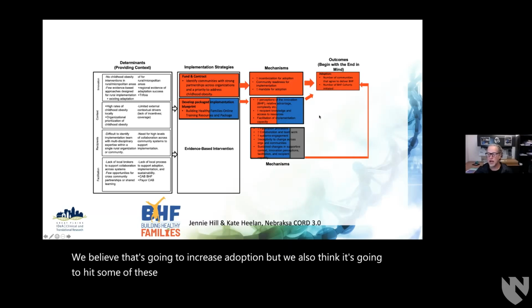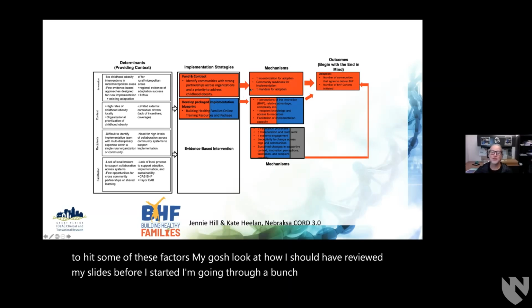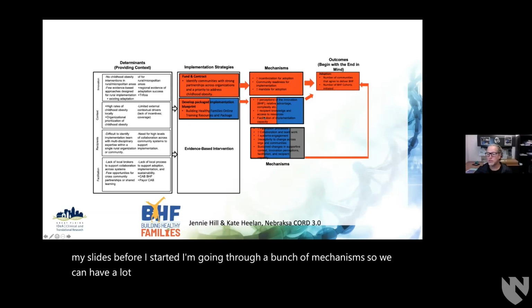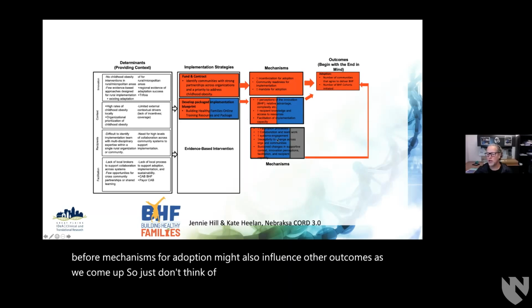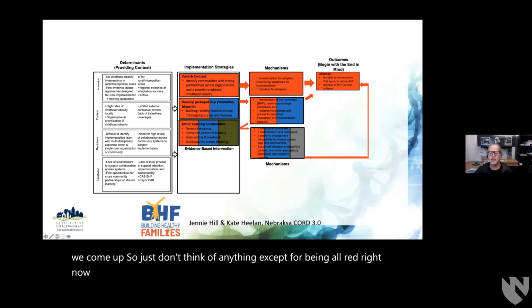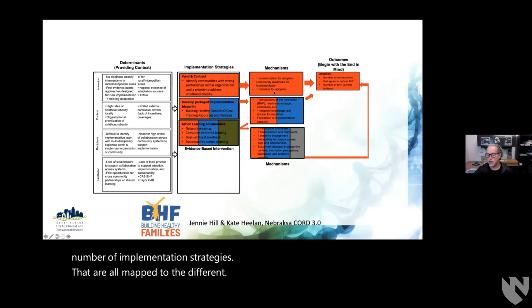Oh my gosh, look at how I should have reviewed my slides before I started. I'm going through a bunch of mechanisms. So we can have a lot of mechanisms for adoption, but as Kate was pointing out before, mechanisms for adoption might also influence other outcomes as we come up. So just don't think of anything except for being all red right now, right? And so we can see that within here, there ends up being a number of implementation strategies that are all mapped to the different potential causal mechanisms, mediators, and those are thought to increase adoption.